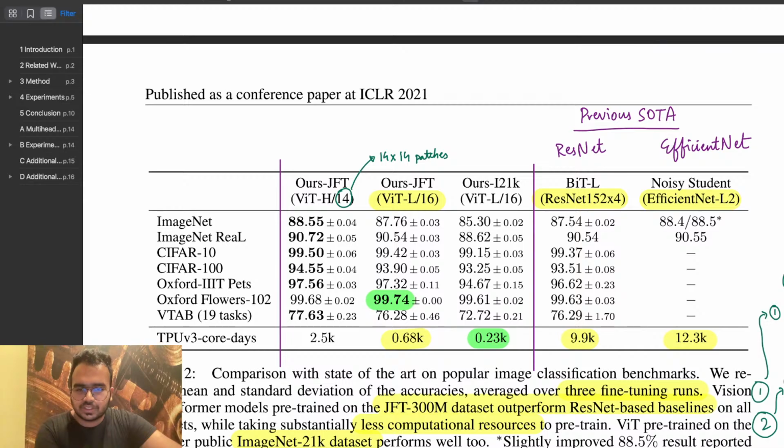Alright, so as you can see, the largest model has all the best metrics apart from just Oxford class, and it's a 0.06 difference. But still, every single model here is crushing the previous SOTA by convolutional neural networks, the ResNets and EfficientNets.